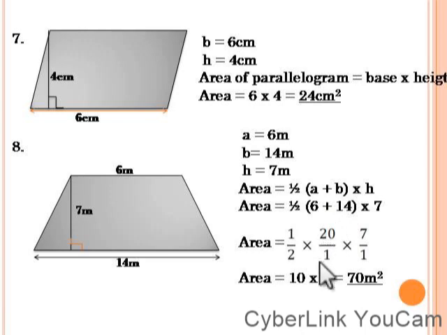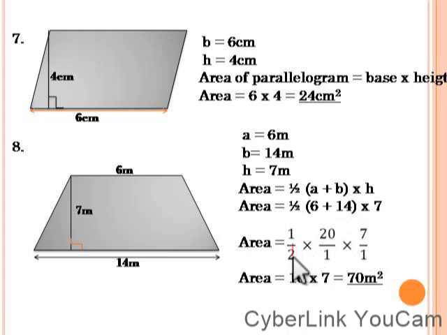That's why we write it as 20 over 1 times 7, as we have here. That's 7 over 1. 7 over 1 and 7 are the same thing, because 7 divided by 1 is the same thing as 7. So we have half times 6 plus 14, 20 over 1 times 7 over 1. So we can divide now.